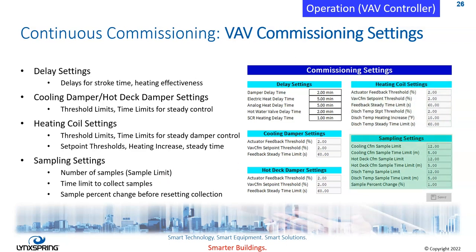And then, of course, in the sampling settings here, we talk about the number of samples and the limit. It's actually 12 samples, and then the sample limiting time. Of course, it's 12 for the cooling CFM, the hot deck CFM, and the discharge air temp, but the times are all still set to 5 minutes with the sample percent change at 1%. This is the sample percent change before it resets to the collection.